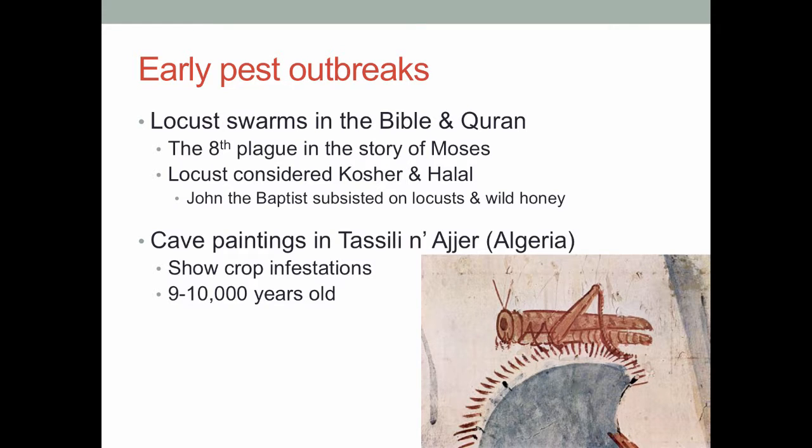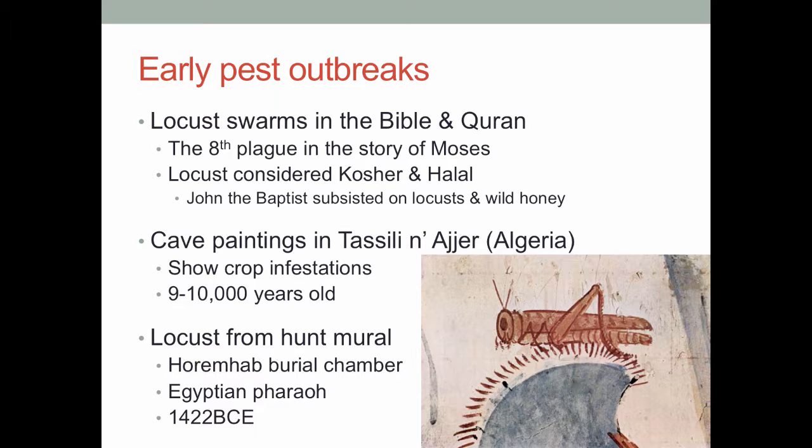And there are even cave paintings going as far back as 9,000 to 10,000 years ago, right around the time when crops first emerged, suggesting that pretty shortly after we started growing crops in large numbers, these pests showed up very quickly. This is even a locust portrayed in a hunt mural from Horemhab's burial chamber. He was an Egyptian pharaoh from 1400 BCE, so that would have been about 3,400 years ago.